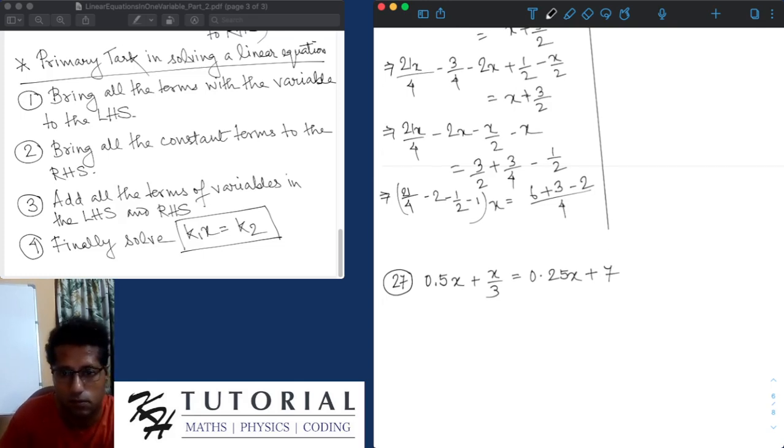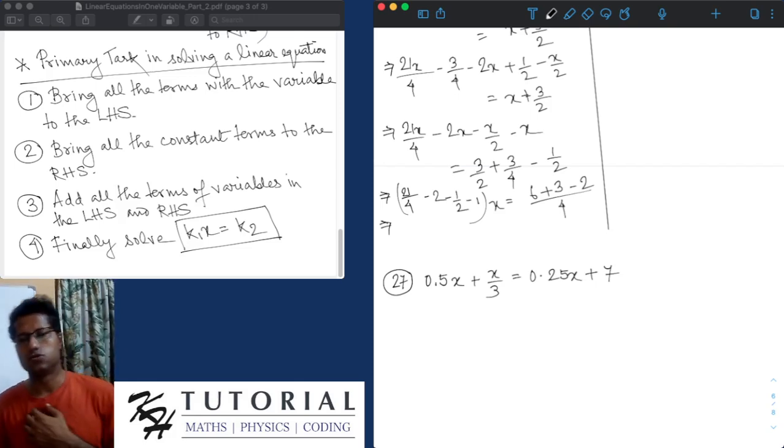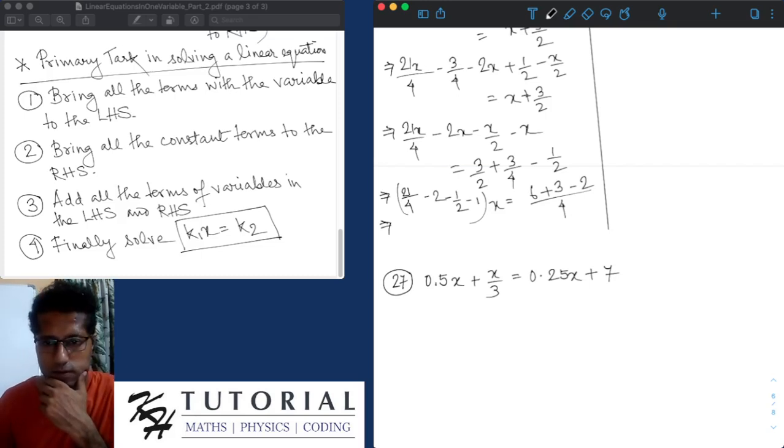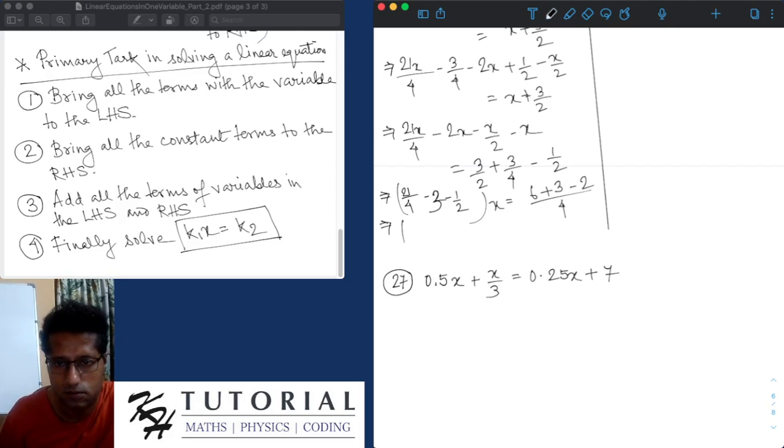Okay, now this implies we have to do the, now this is nothing but minus 2 minus half minus 3. So minus 2 minus 1 becomes minus 3. So this is minus 3 and I can remove the minus 1. So now we have to find this. This is nothing but 21 minus 12 minus 2 divided by 4 x equals 6 plus 3 minus 2, 9, 7 by 4.